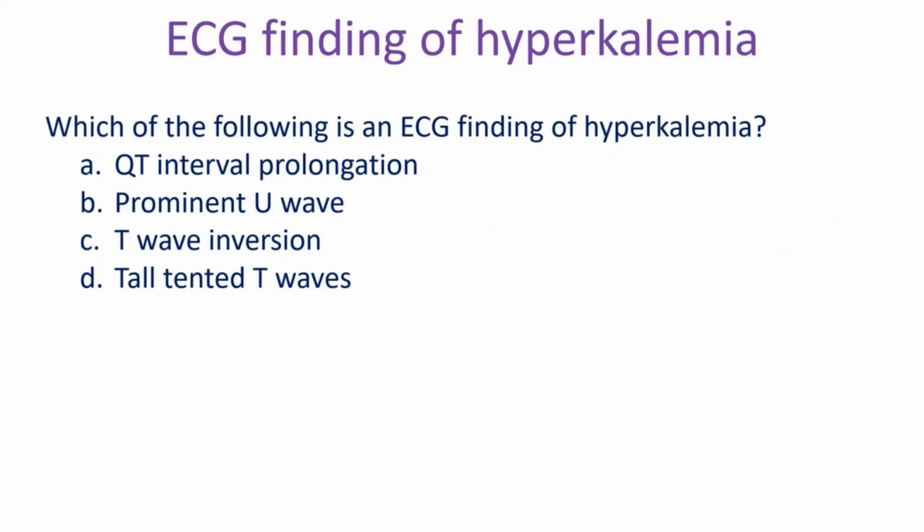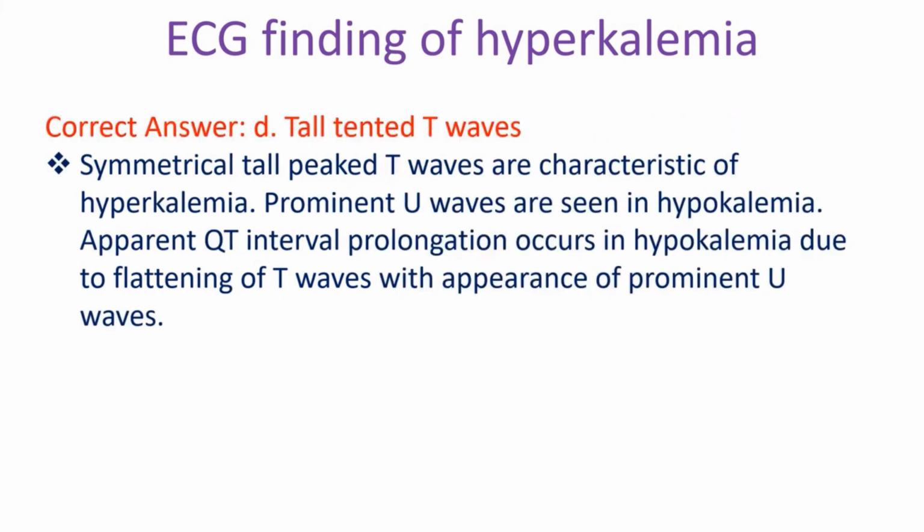Which of the following is an ECG finding of hyperkalemia? A. QT interval prolongation, B. Prominent U wave, C. T wave inversion, D. Tall tented T waves. Correct answer D. Tall tented T waves. Symmetrical tall peaked T waves are characteristic of hyperkalemia. Prominent U waves are seen in hypokalemia. Apparent QT interval prolongation occurs in hypokalemia due to flattening of T waves with appearance of prominent U waves.